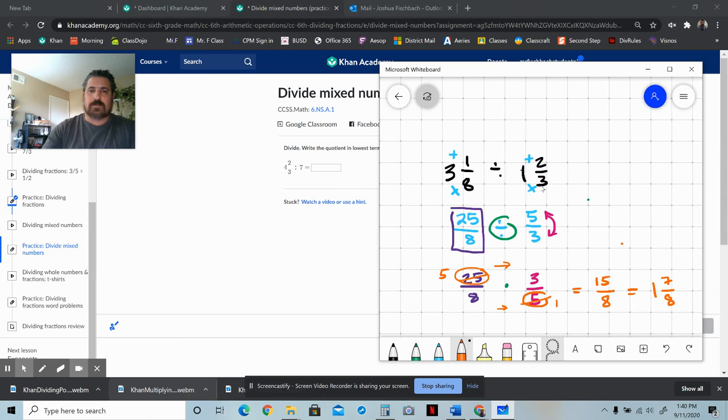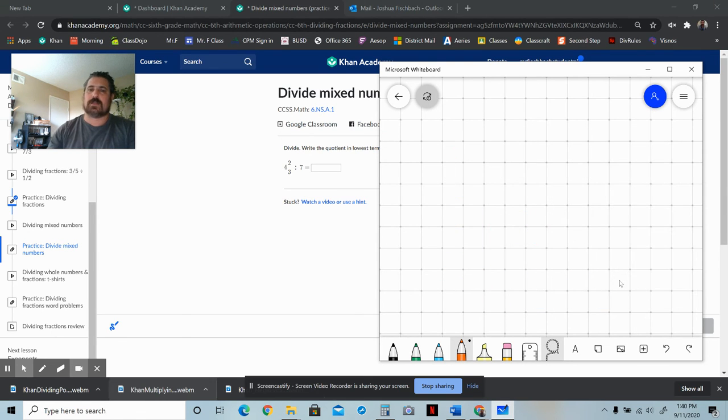For the next problem, you've got 4 and 2/3, and we're dividing it by 7. So let's clear this canvas and start again. So you've got 4 and 2/3 divided by 7. 4 and 2/3 divided by positive 7.